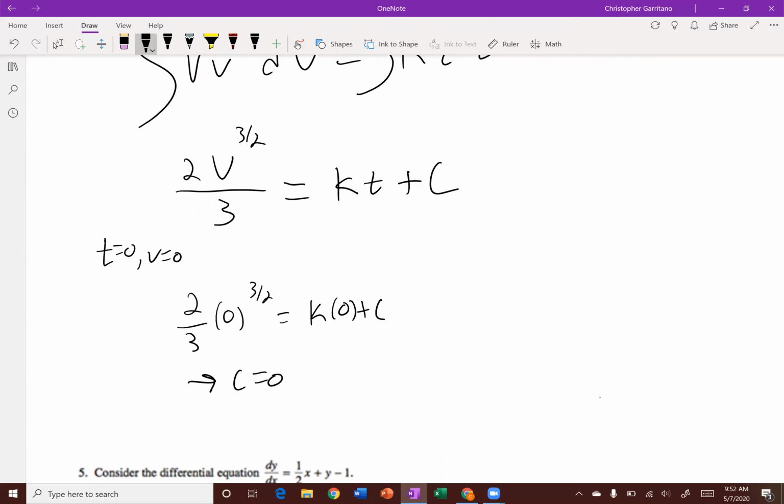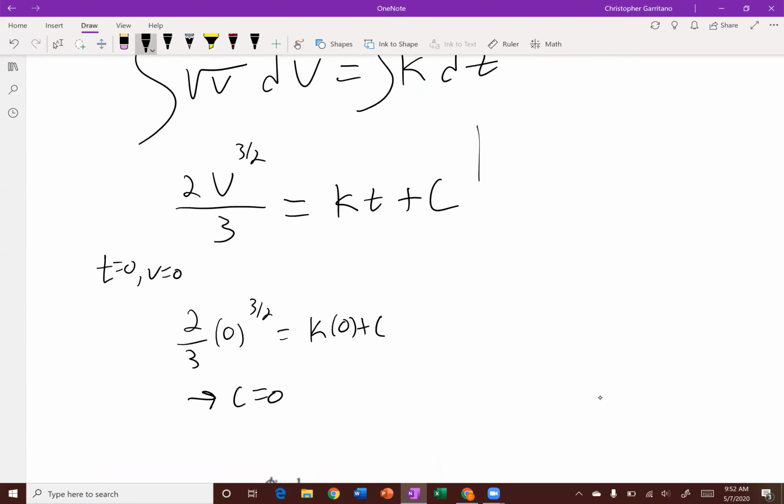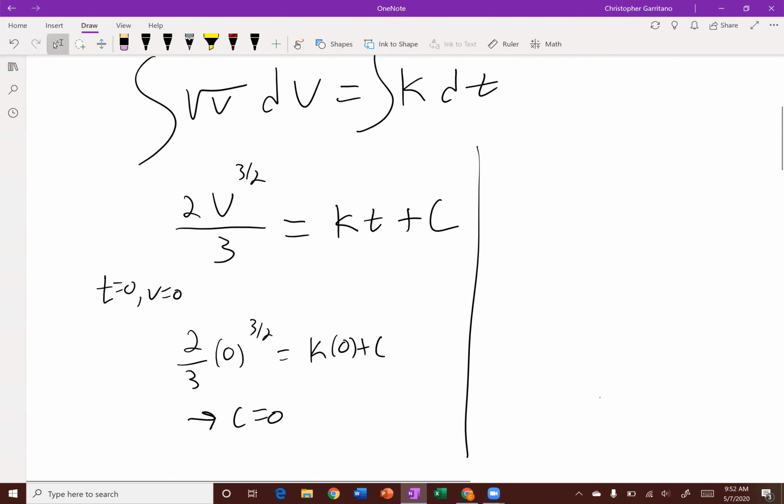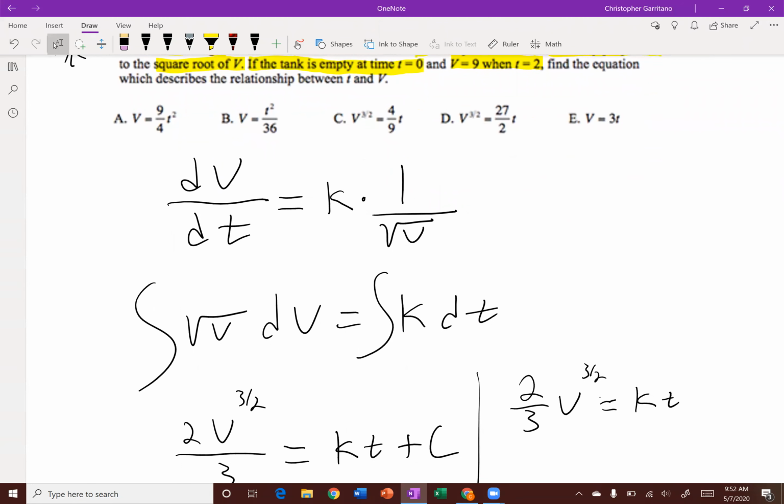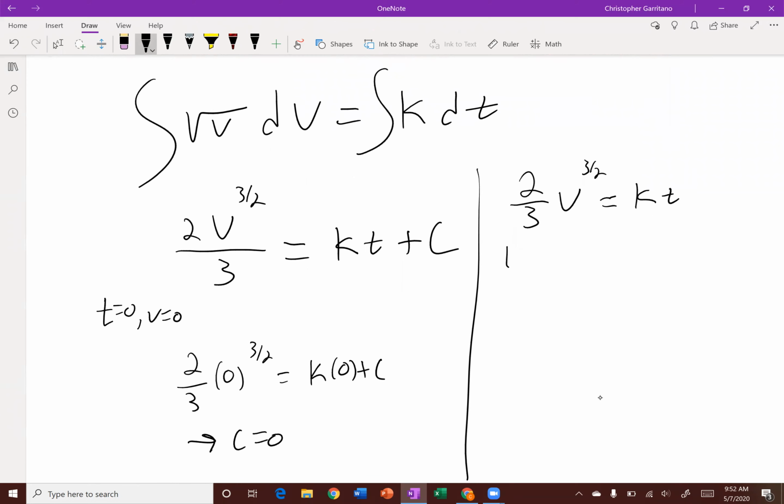Okay, that's nice. I'm going to draw a line down here to separate. So where are we now? We now know that our equation is 2/3 times V to the 3 halves is equal to kt. I no longer need to write plus C because we just found out that C equals 0. The next condition that must be satisfied is that V equals 9 when t equals 2. So let's plug that condition in. I have t equals 2, V equals 9.